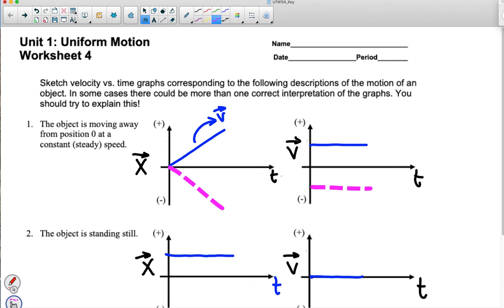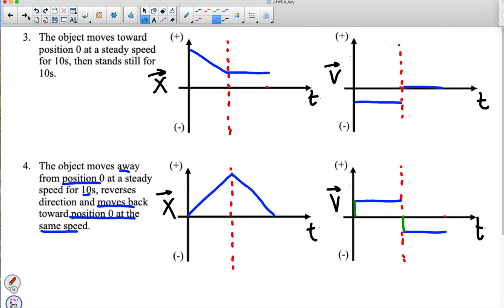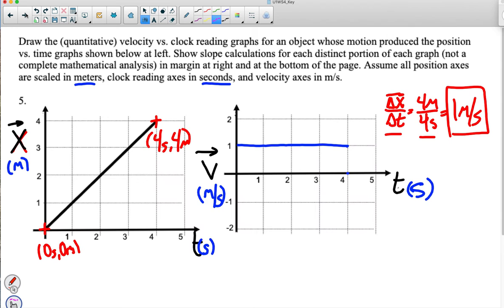The next one, the object is standing still. I did a variety of these. You could be on the time axis, and that would be appropriate, or start at some negative position and remain at rest. Either way, the final result would be the same, that we've got a constant velocity of 0 because you're at rest. What would number 3 and number 4 look like? How would that affect the corresponding velocity versus time graphs?